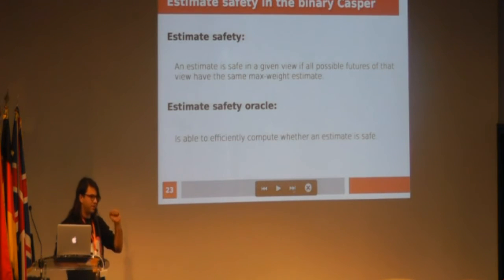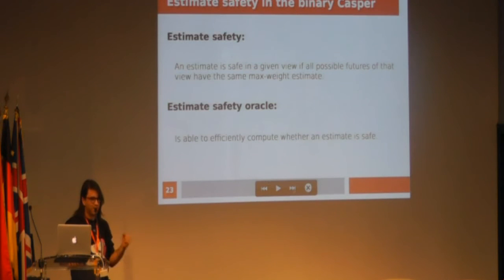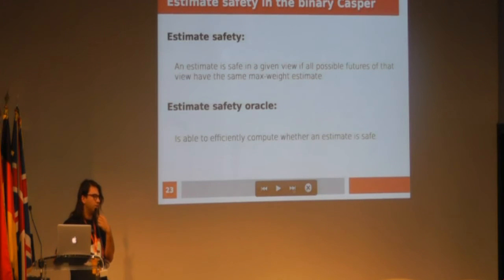And this definition of estimate safety is what we're going to use to give our correctness proof for the consensus safety. So again, let me just repeat it: an estimate in a view is safe if all possible futures of that view have that estimate as a max weight estimate. So it's kind of a necessity criterion, like all possible future views have the same estimate. An estimate safety oracle is basically able to compute whether an estimate is safe given a view.